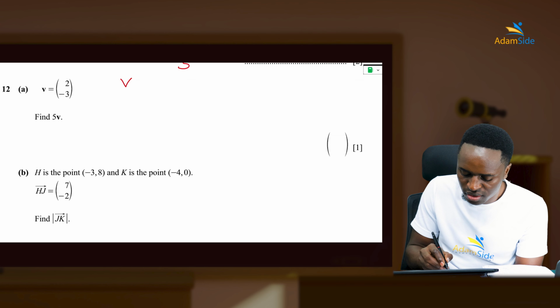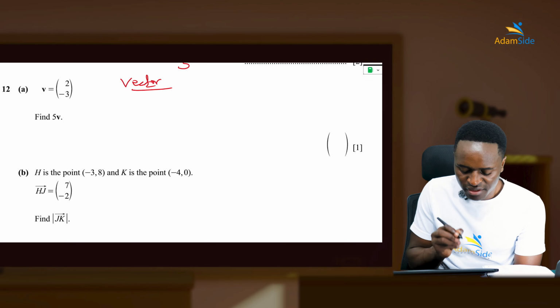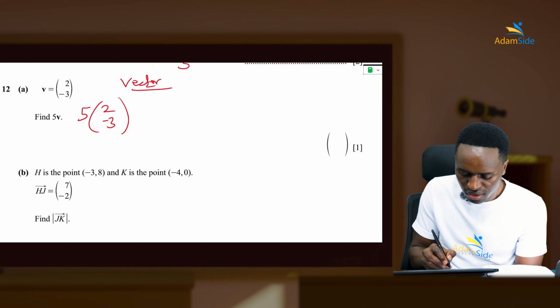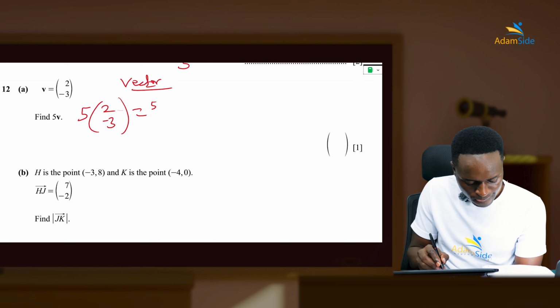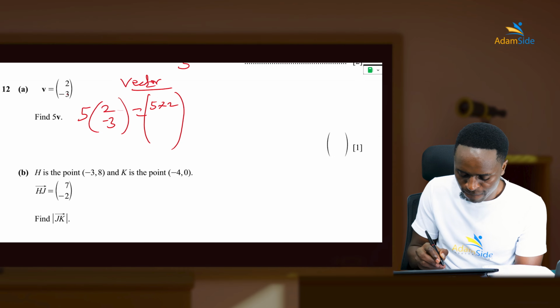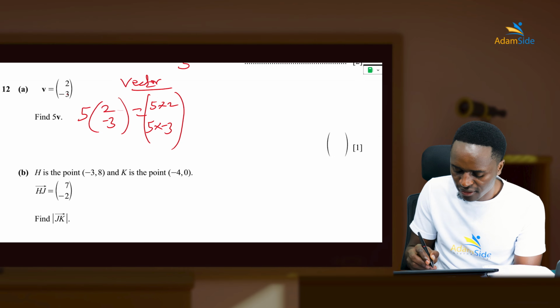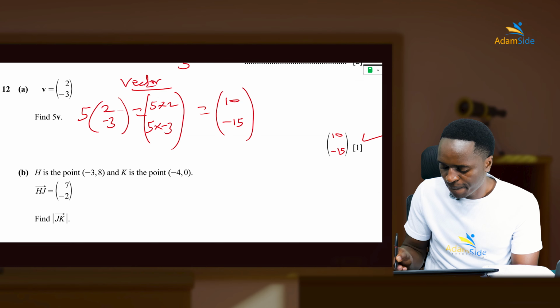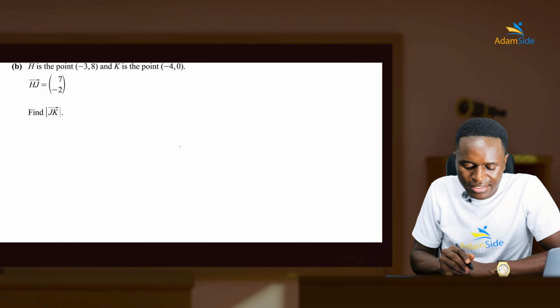This is a scalar vector question. Find 5v. It's simple. Find 5v. 5 times 2 and 5 times -3. What do you get? 10, -15. That's the answer.